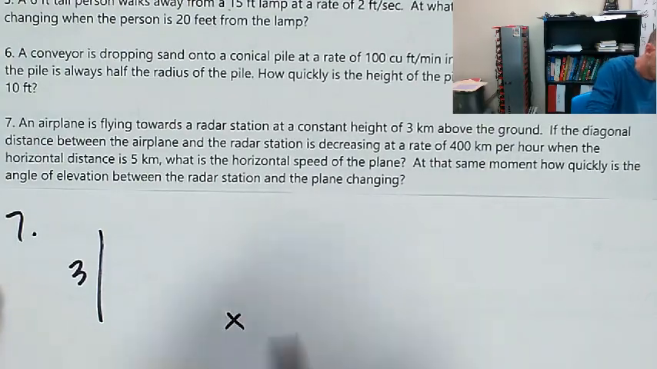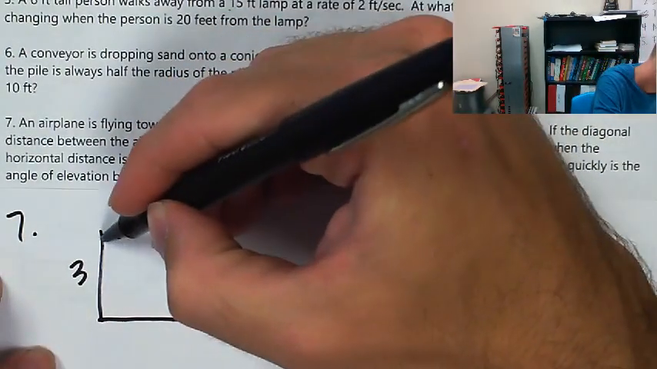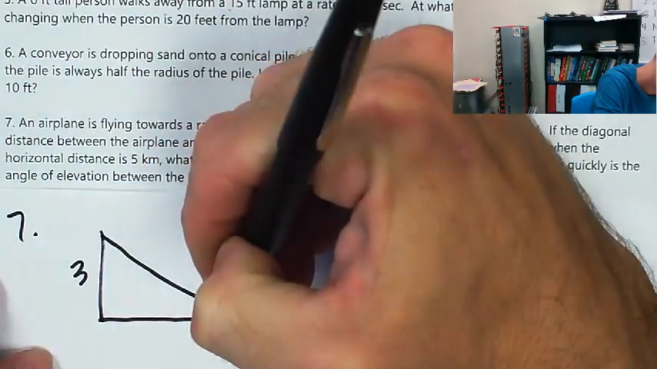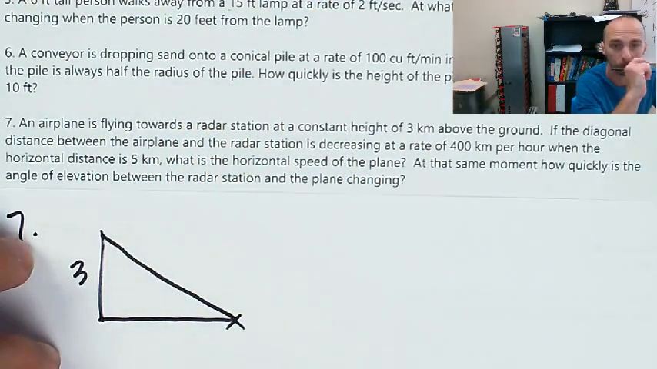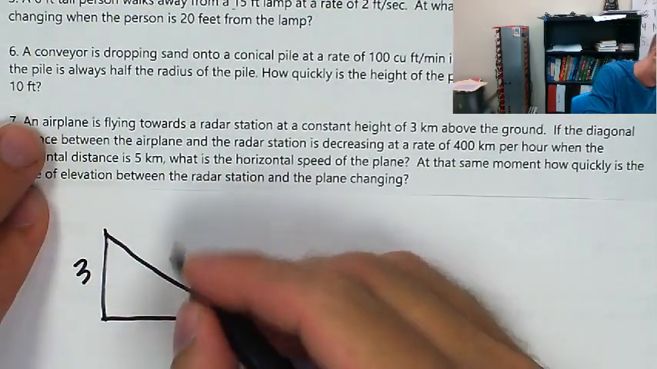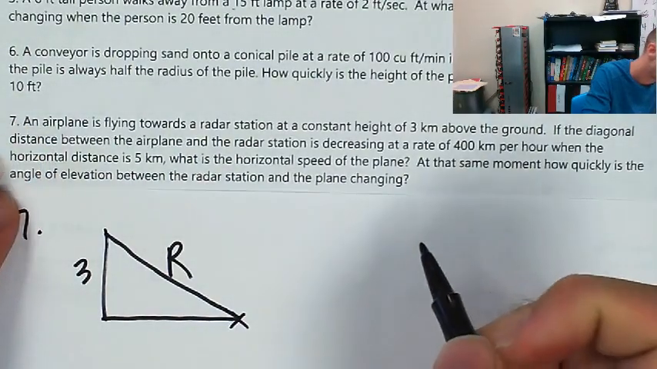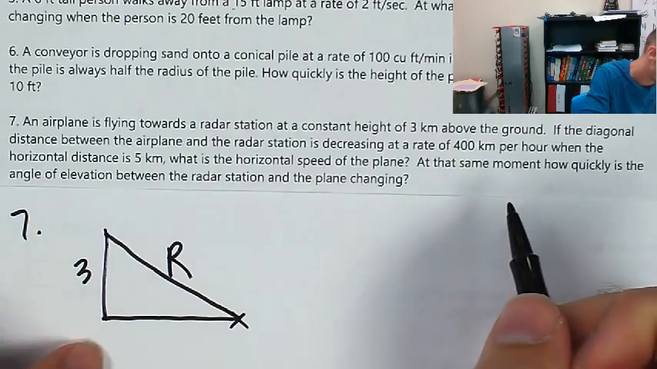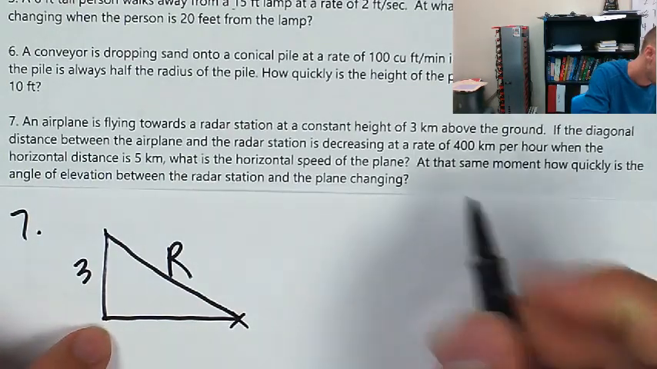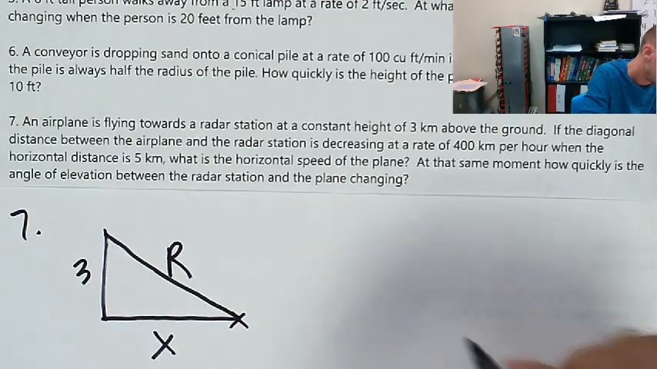So X is going to mark the spot of the radar station. The diagonal distance, I have to think that I meant this. I don't remember this problem. I don't know if I've ever worked this problem before. The diagonal distance between the airplane and the radar station, maybe I'll call that R. And, all right, horizontal distance is 5 kilometers. I'm going to call that X.